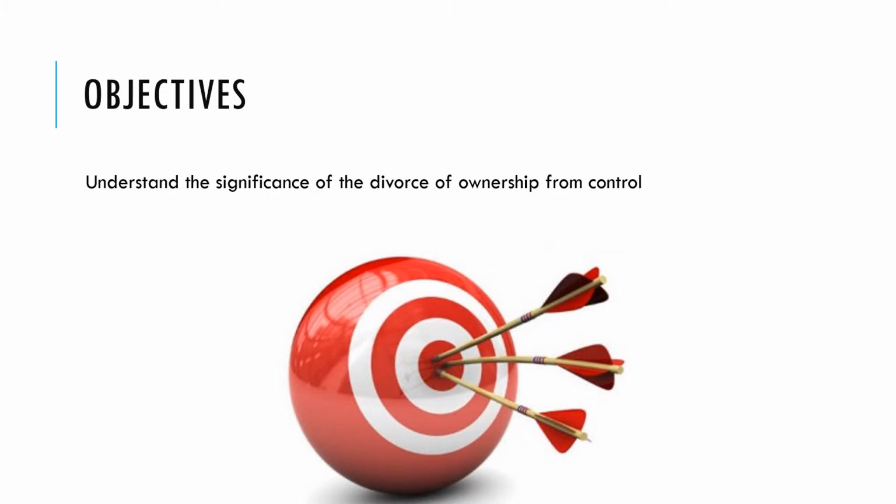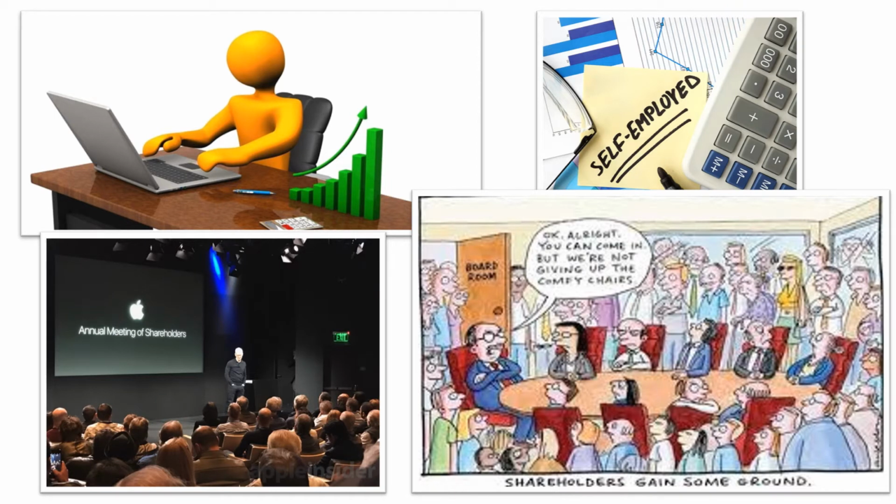So what we're going to look at in this video is the significance of the divorce of ownership from control, why the owners of the business don't necessarily control a business and how that can cause potential problems. So let's imagine some different types of businesses.